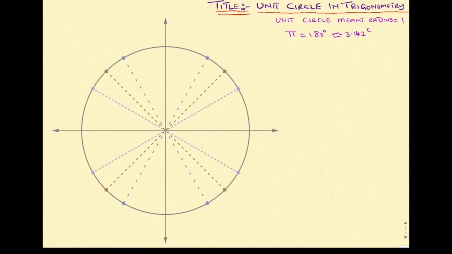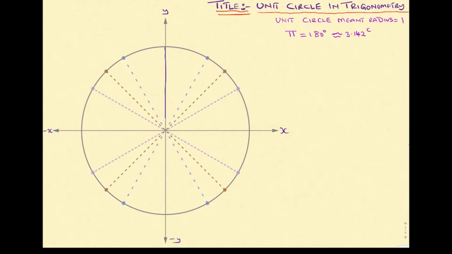Title: Unit circle in trigonometry. Unit circle means radius equals 1. First of all, I'm going to label my axis. That'll be x, minus x, y, minus y. And I'm going to divide the whole circle into 4 parts, which is the four quadrants.